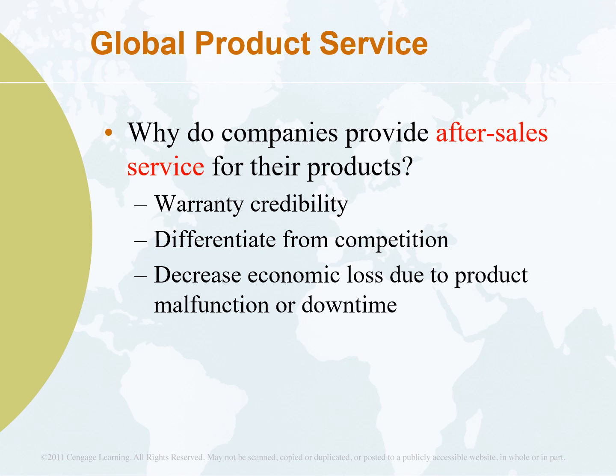Global product services. In this country, we have after sales service of your product, right? Why do companies provide after sales service for their products? For one, for warranty credibility. Because you have a warranty, it has to be credible. You provide service to fix any problem. You may want to use that to differentiate yourself from your competition. It may decrease your economic loss due to product malfunction or downtime. You have the service, you keep it up and running all the time.